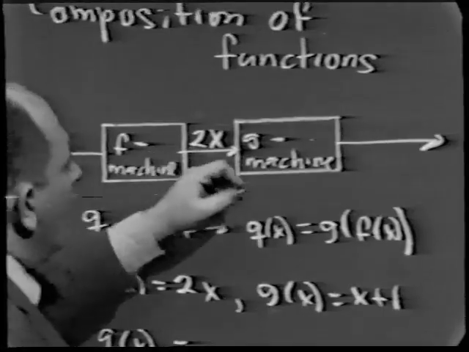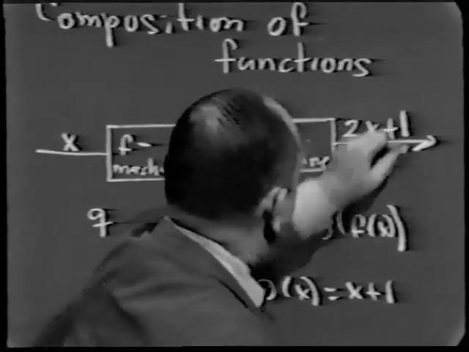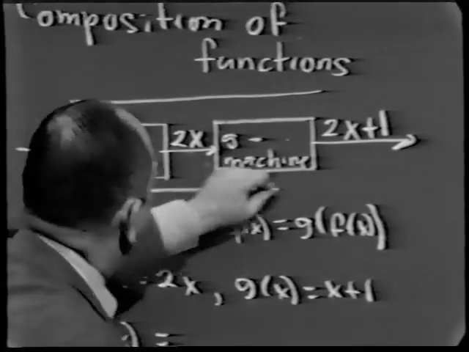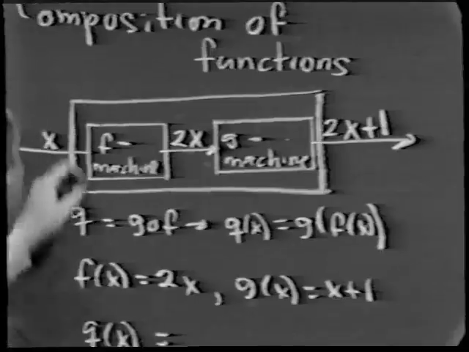Well, if the input is 2x, the output will be 2x plus 1. Notice that these two together can be thought of as being one function machine, which I'll call the Q machine.